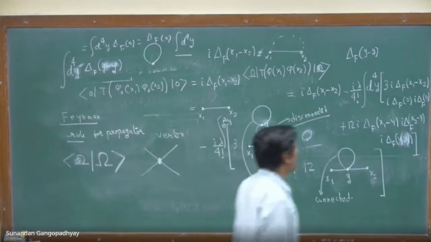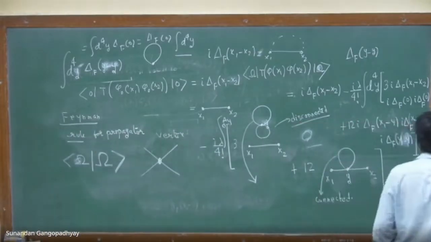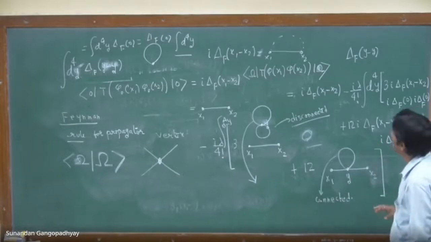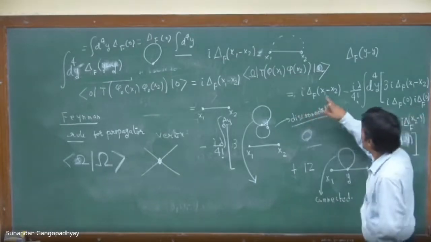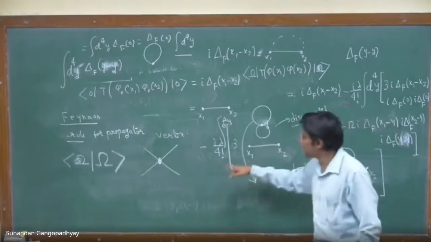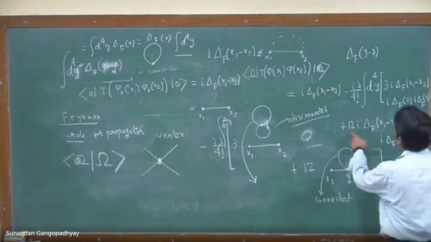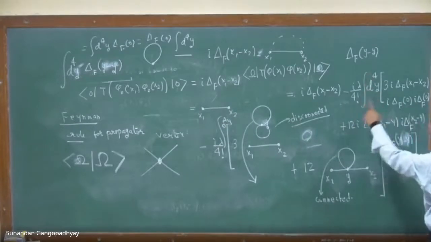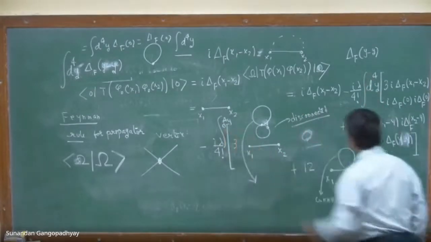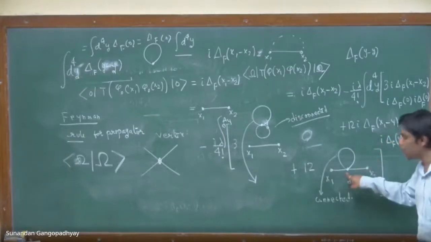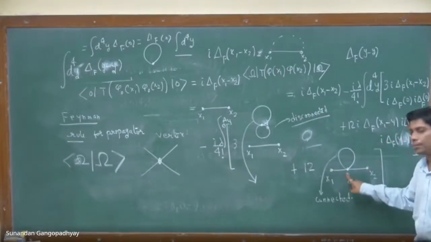So this is what we have seen. And how do we construct the diagrams? It is very simple, it's not difficult. i delta_F(x1 - x2), this we denote by a straight line. So here, let us look at this term, this integral over d^4y. So we have an integral over d^4y, i delta_F(x1 - y). So x1 to y is a propagator, a straight line.